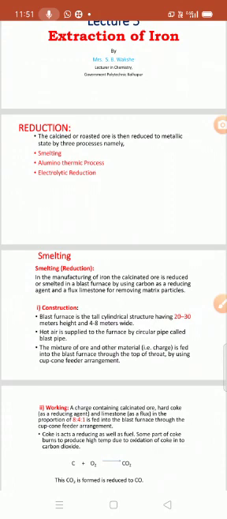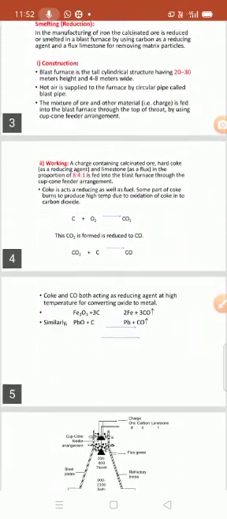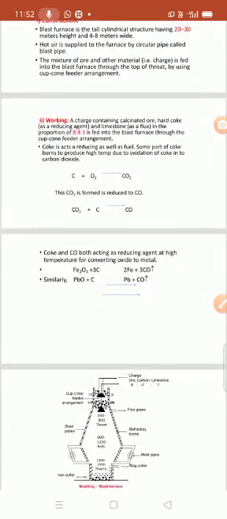In the manufacturing of iron, the calcined ore is reduced or smelted in a blast furnace, using carbon as a reducing agent and limestone as a flux for removing gangue or matrix particles. Here we use a blast furnace. This is the diagram of a blast furnace, and we have to study the construction, working, and reactions of a blast furnace.